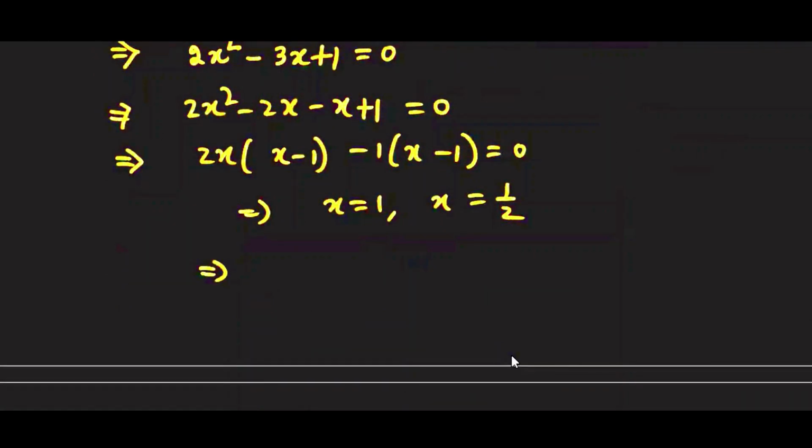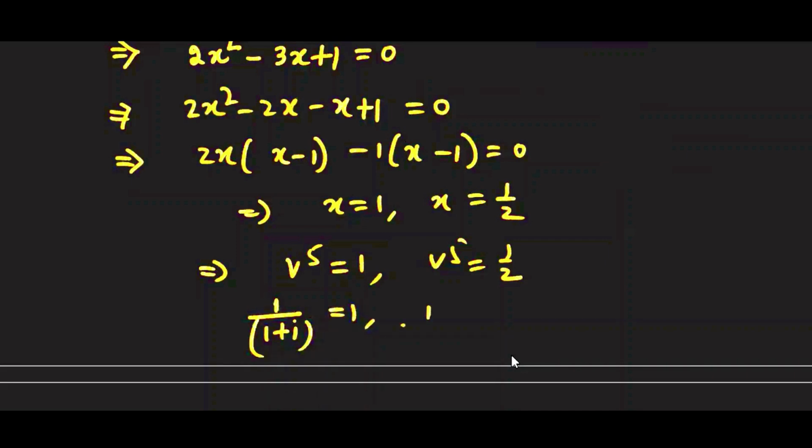Now when x is equal to half, v^5 is equal to half. And when x is 1, v^5 is equal to 1. This is 1 upon (1 plus i) power 5, so this is also 1. That gives 1 plus 1 upon i power 5 equal to 1 upon 2. If you solve this one, i will be 0.